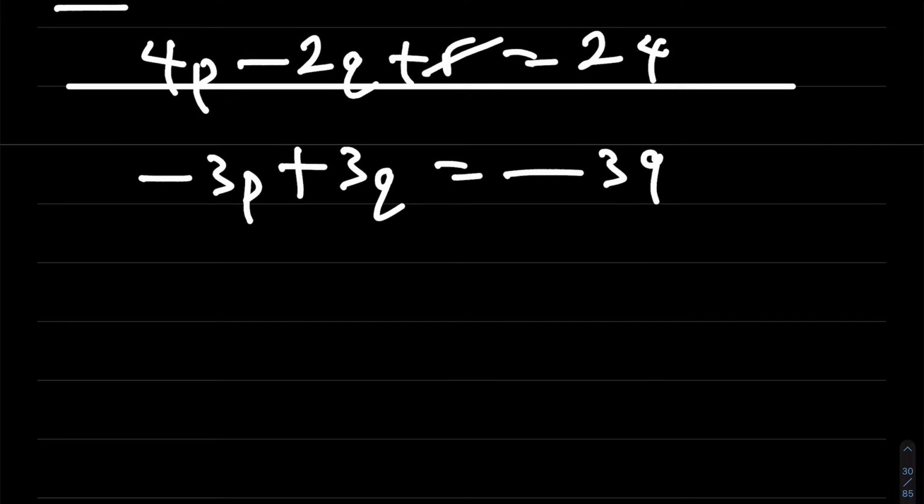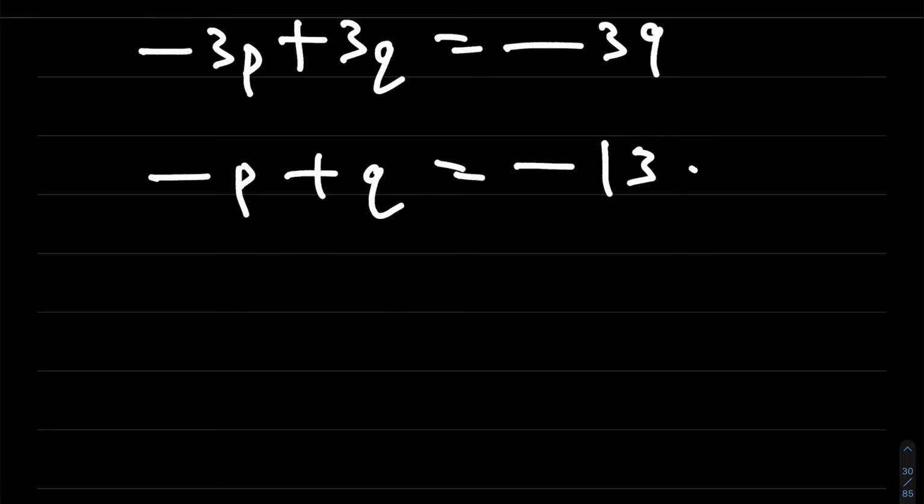I can divide through by 3 to get minus p plus q equals minus 13. Let me name this equation 4.